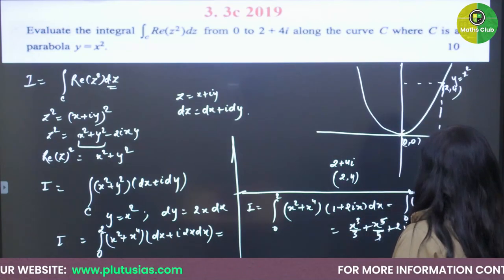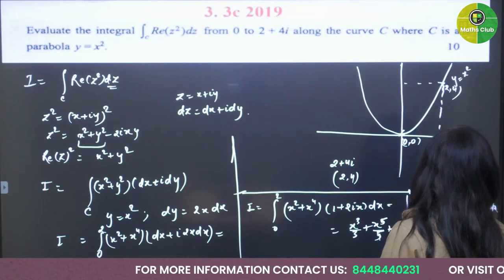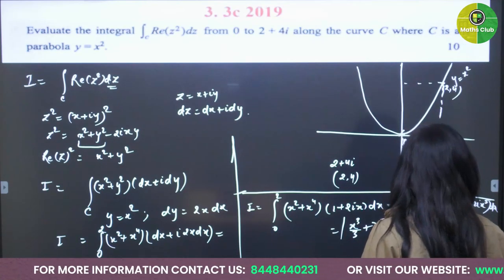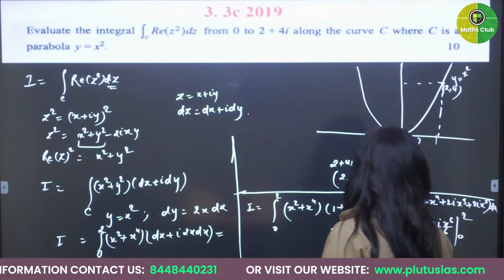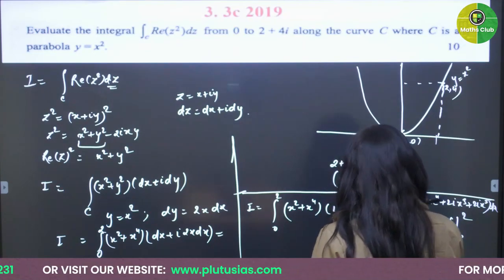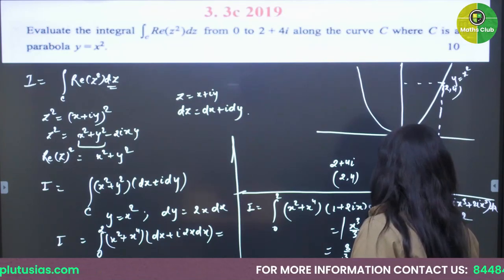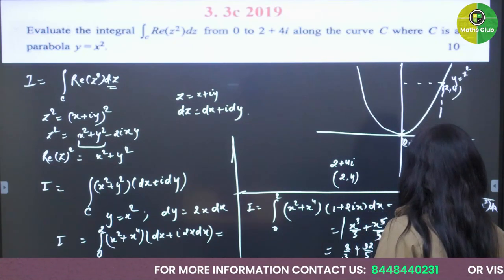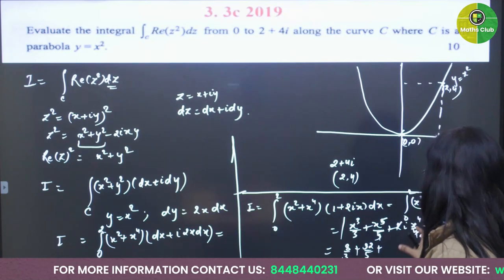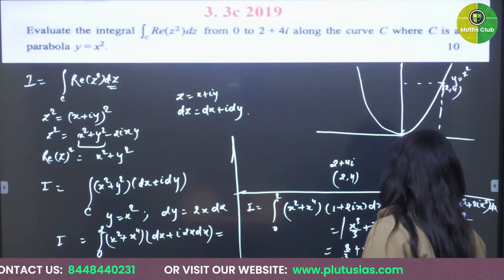And it would be x^4/4 + 2i x^6/6, and then the limits are 0 to 2. Put the limits directly, then it would be 8/3 + 32, 2 raised to power 5 is 32/5 + 2i would be 2 cancelled, and it would be 2 raised to power 4, that is 16/2, and hence it would be 8i.